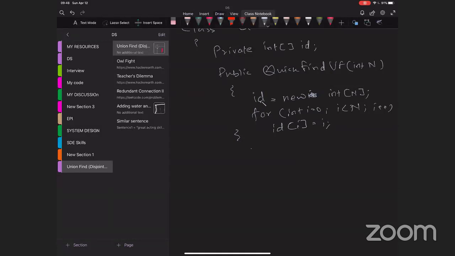And find we already talked about; it is very simple. One question: when we do this, does this array need to be in sorted order? No. Okay, we'll go through an example also.